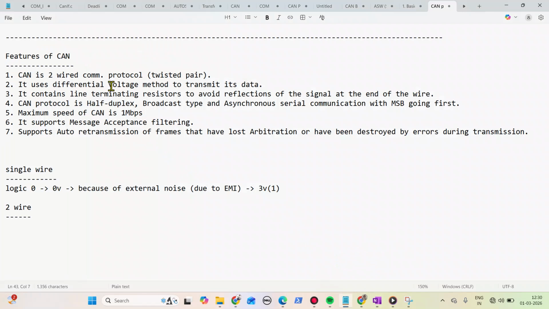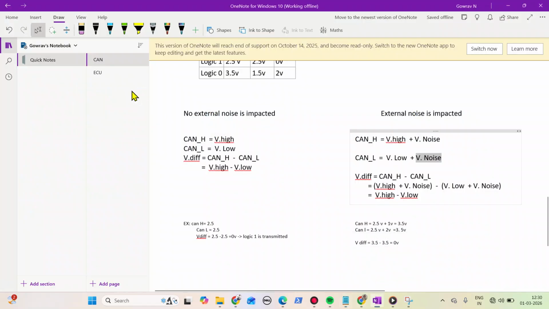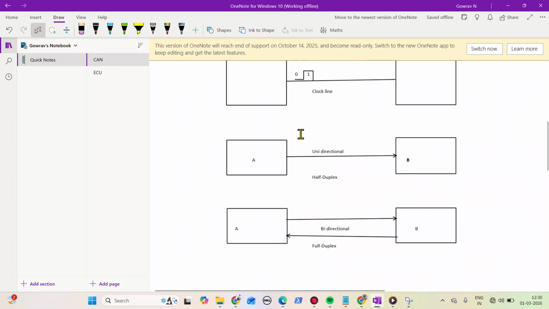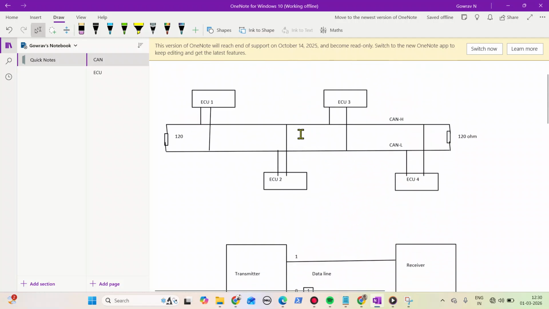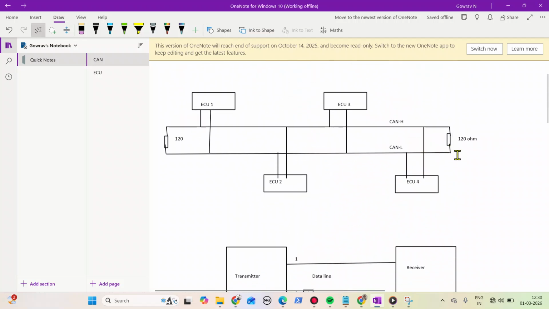Coming to the third point, it contains line terminating resistors to avoid reflections of the signal at the end of the wire. So what does it mean? In our previous class we have seen that at the end of the bus, or at the end of the wire, we are using a 120 ohm resistor.